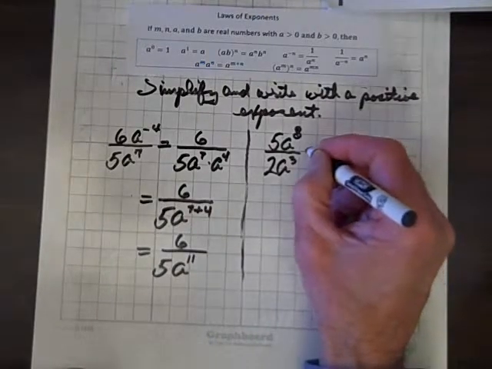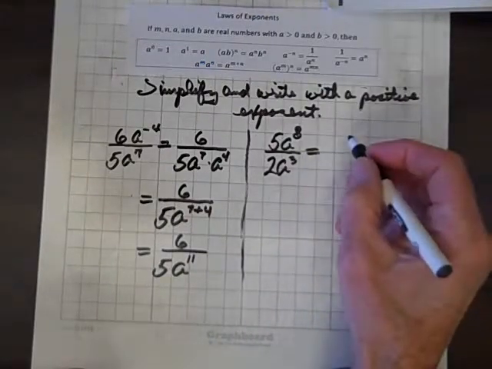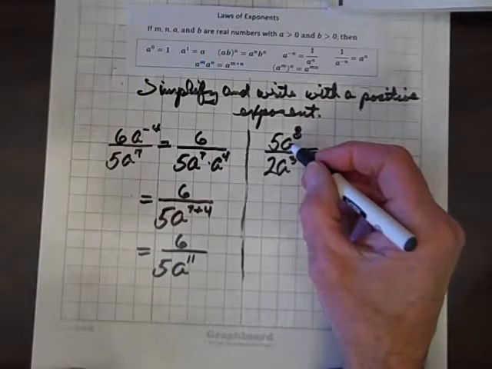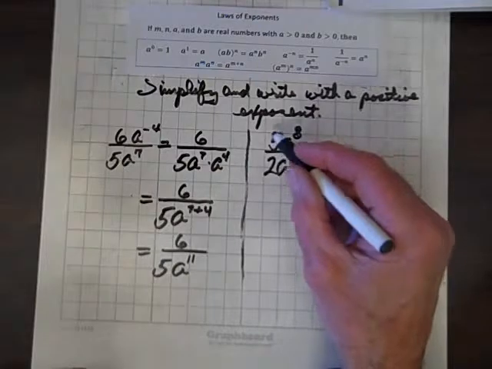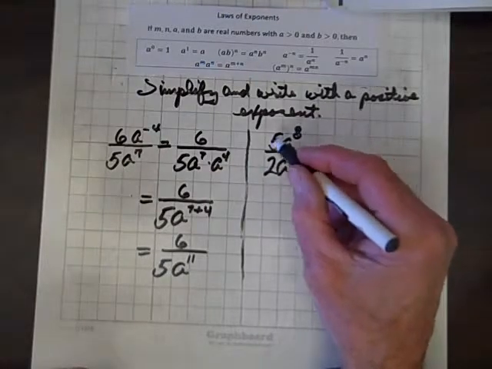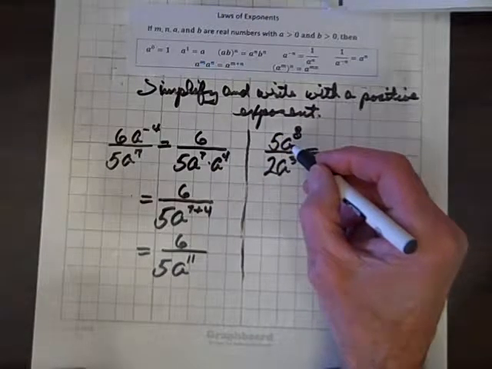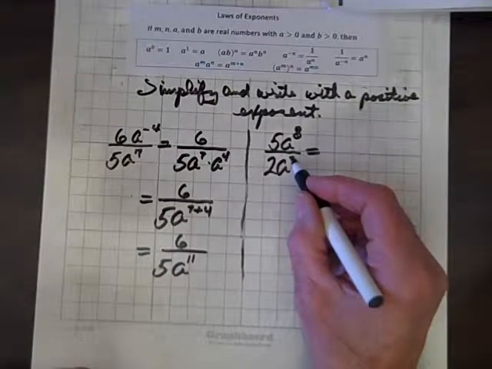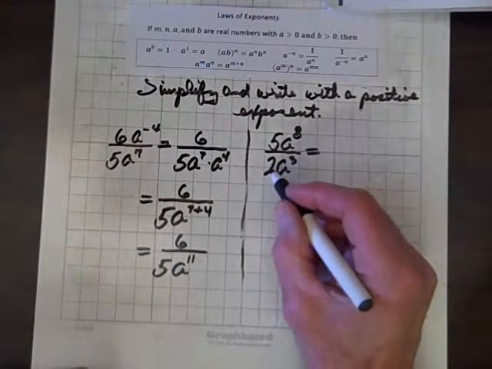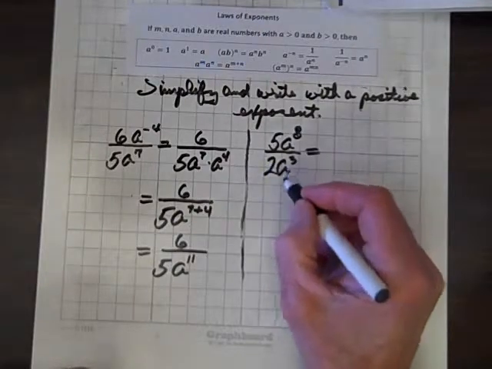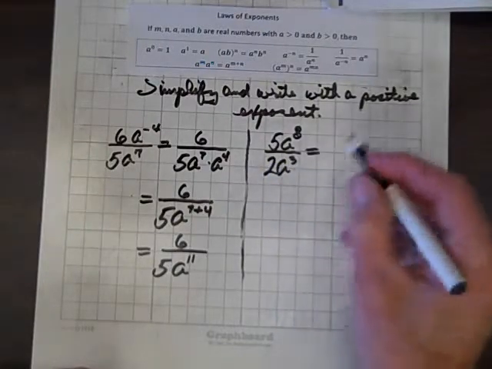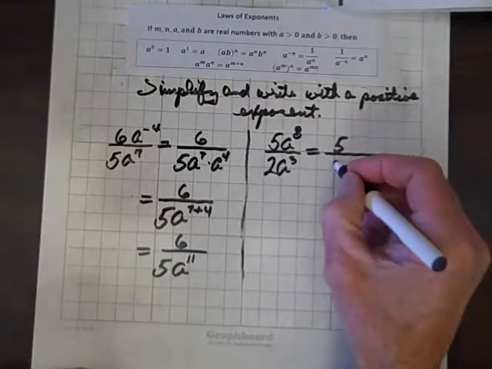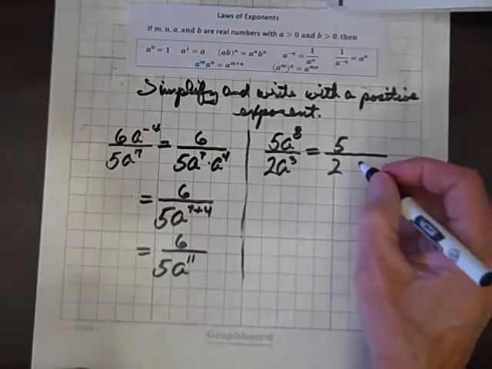For this fellow, the exponent 8 only applies to the a, not to the 5. There are no parentheses containing 5a here. Likewise, the exponent 3 only applies to the a, not to the 2. There are no parentheses surrounding the 2a. So now this equals, and the 5 and the 2 are undisturbed.